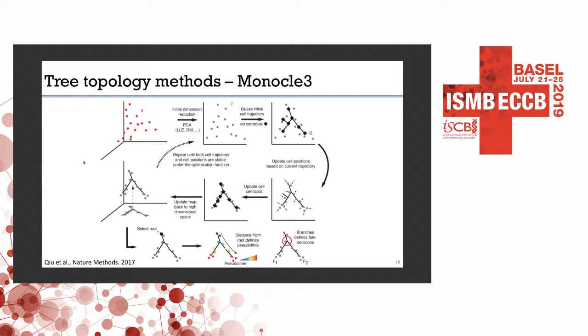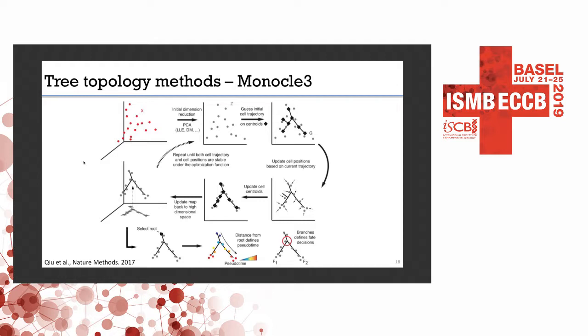And then based on that, it'll update where they think that centroid is. So it updates a new location based on the distances of these cells. And then it'll project back to the high dimensional space, the original space, and then reduce the dimension again iteratively until it reaches some convergence.